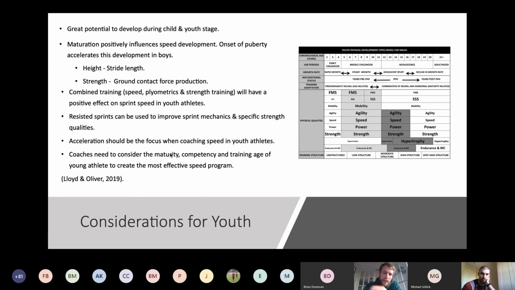But then again, there's a lot of research at the moment going into resisted sprints, either with bands or prowlers, and it's having a huge positive effect on sprint mechanics and specific strength qualities in youth athletes. And the same with everything, strength, plyometrics, speed, football sessions, you've got to consider the maturity and training age of your young athlete to create a fun environment. If they're young, there might be more games.